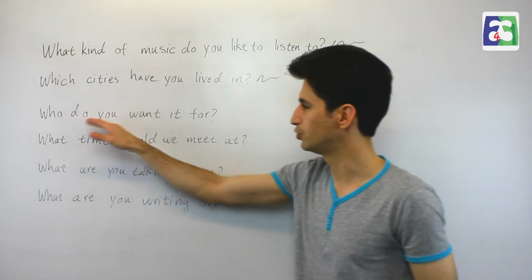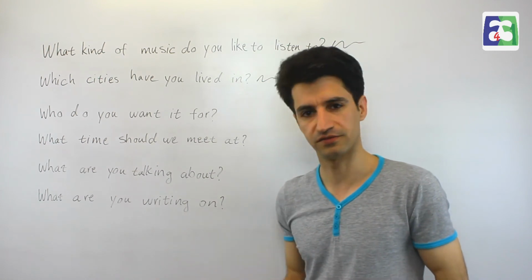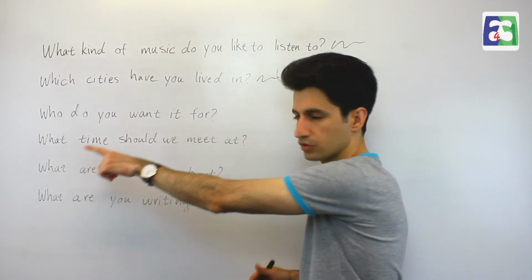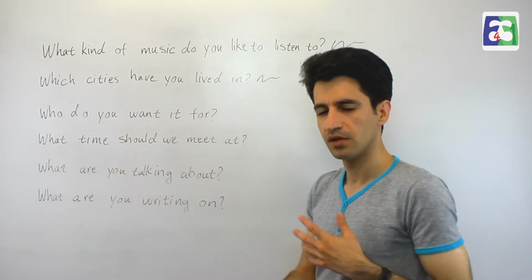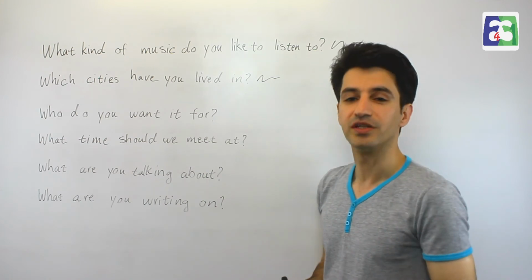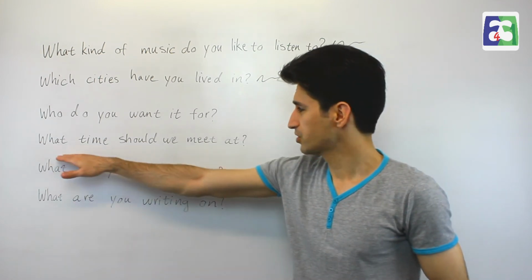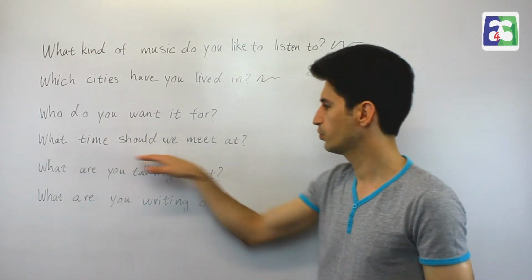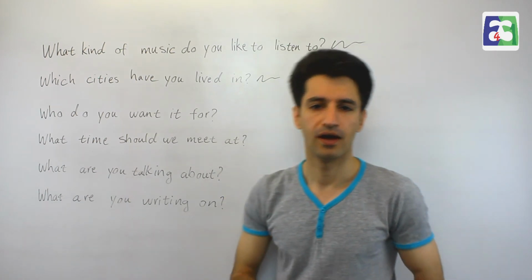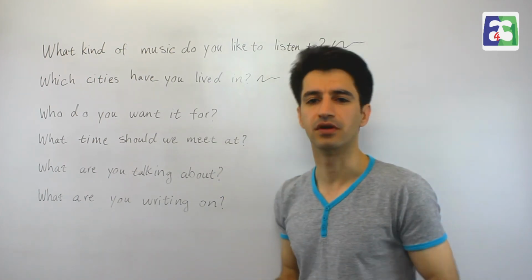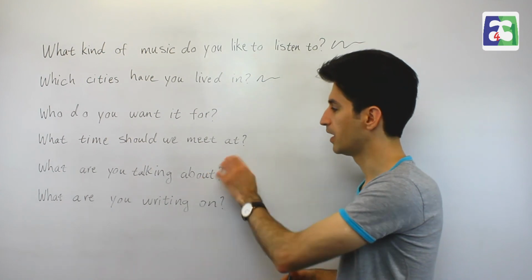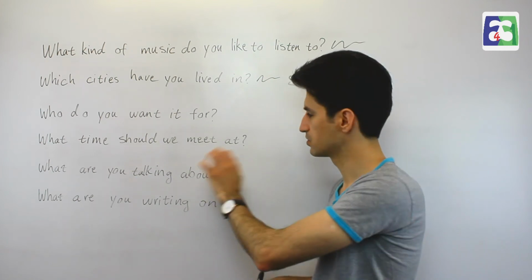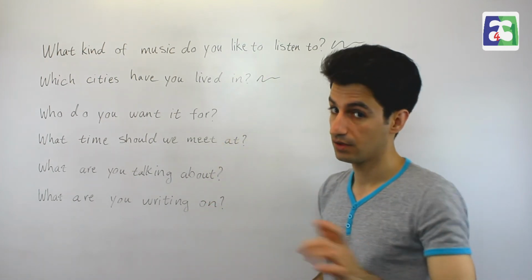Or for who do you want it? If it is easier for you, if you understand the relation, then you take it to the beginning of the sentence, then do this. Practice with some of the questions, it will be easier for you. What time should we meet at? At what time should we meet? We should meet at 9. We should meet at some time. So we use at for the time that we are going to answer. So this is needed in the question as well.